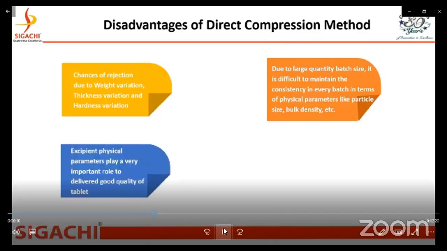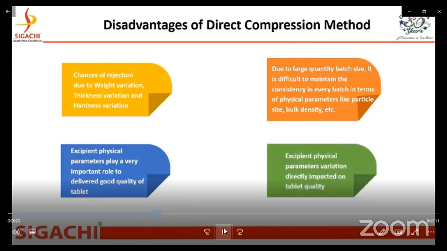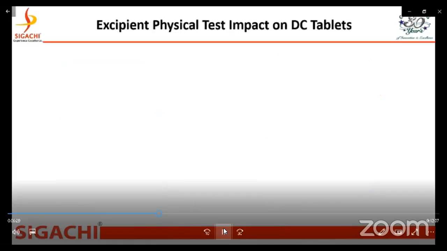Excipient physical parameters play a very important role to deliver good quality of tablet because excipient physical parameter variation directly impacts tablet quality. All excipient physical parameters always should be the same.